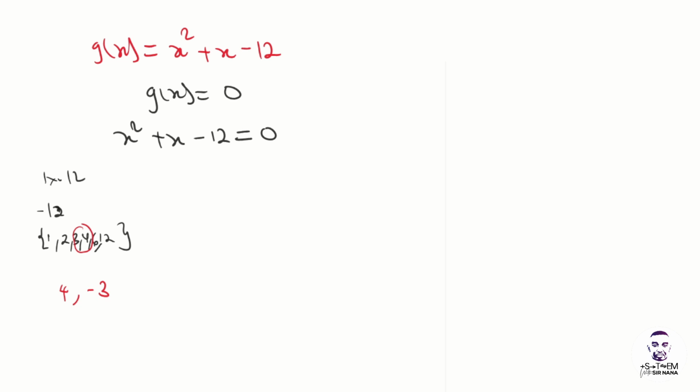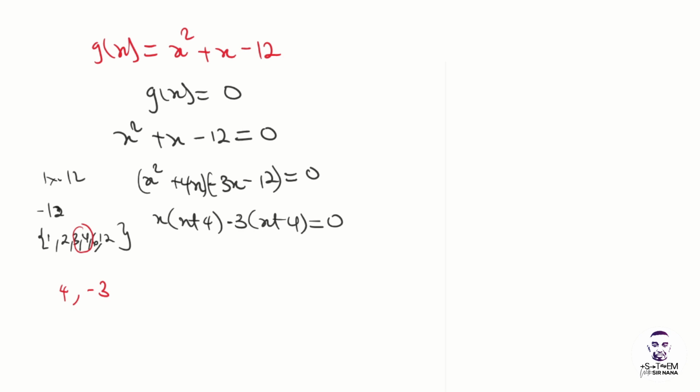So we put them in place of the x in the function here. And that gives us x squared plus 4x minus 3x minus 12 is equal to 0. Then we can factorize by putting them into two brackets. So that implies that here we have x, x plus 4. Then here we have minus 3, x plus 4, is equal to 0. So it means that the factors would include x plus 4 and x minus 3, and that is equal to 0.